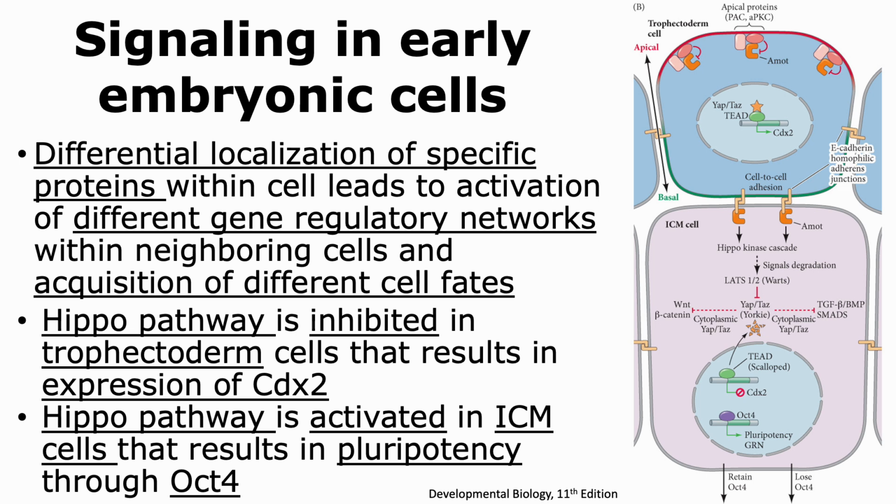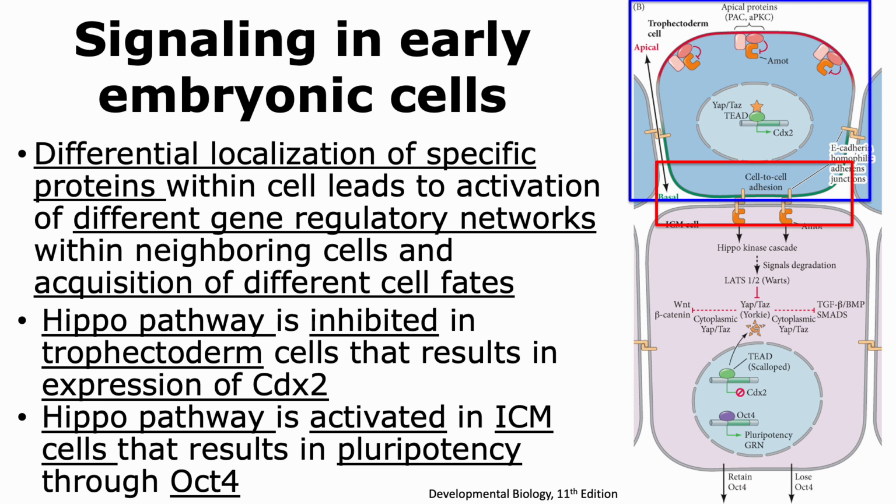In order to understand how the inner cell mass is formed from the cell division of the trophectoderm cell, what we know is that the differential localization of specific proteins within the cells leads to activation of different gene regulatory networks, and this causes the acquisition of different cell fates. So, when we look at the trophectoderm cell, which is shown in the blue box, the upper part is the apical part of the cell and the lower part is the basal part of the cell.